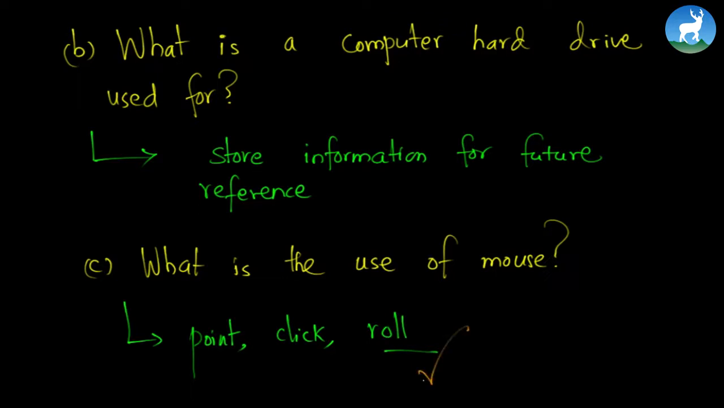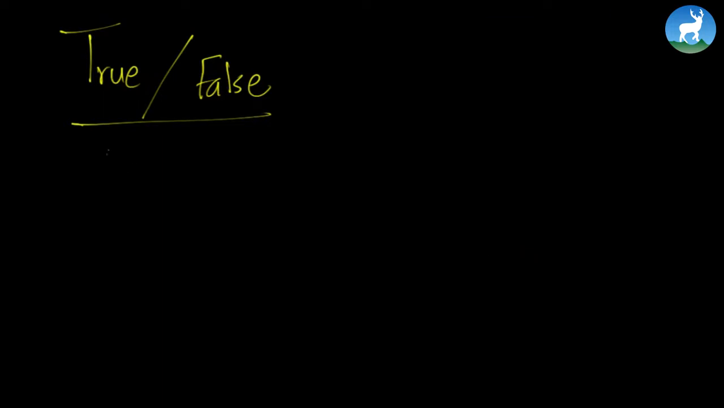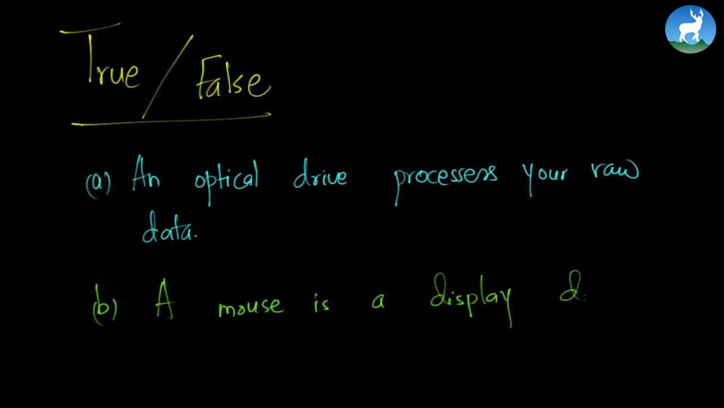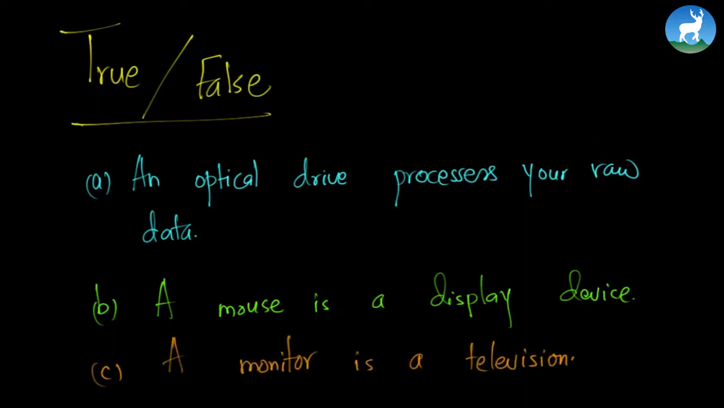Right? Pretty easy. Now there's a true-false section here. First one is, an optical drive processes your raw data. Number B, a mouse is a display device. And number C, a monitor is a television. Just find out whether these sentences are true or false.